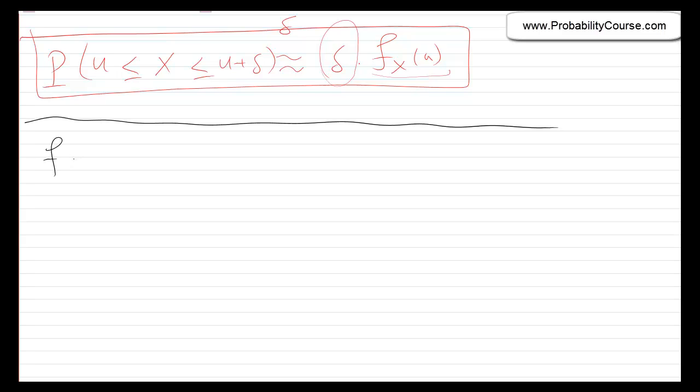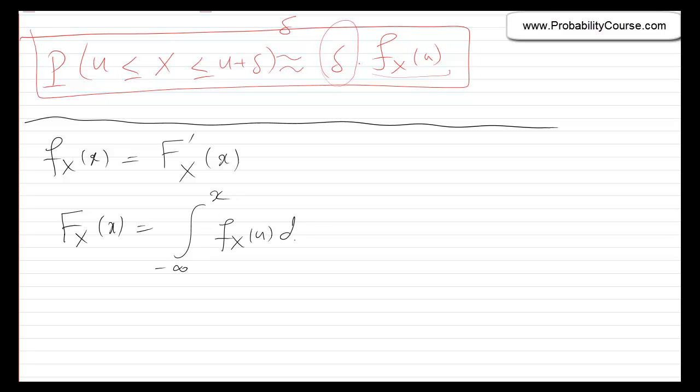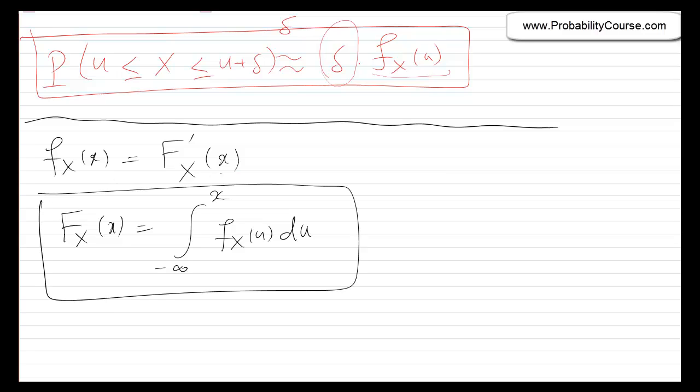So from here we can talk about properties of the PDF. Remember, the PDF fX of x is the derivative of the CDF. So from calculus we conclude that the CDF is obtained by integrating the probability density function. Basically, it's the integral from minus infinity to x of fX of u du. So that's one property. If I have a CDF, I can take its derivative to obtain the PDF. If I have a PDF, I can integrate it to obtain the CDF.